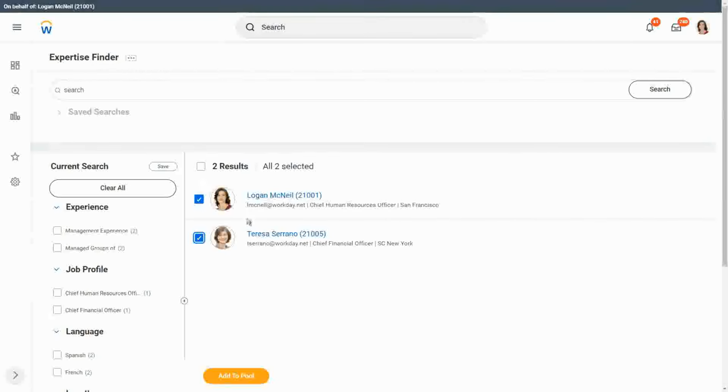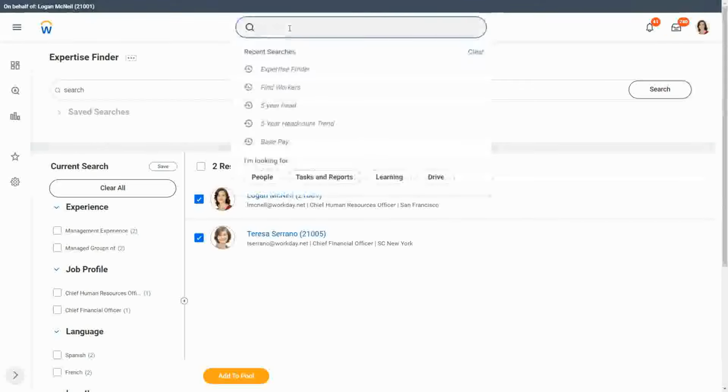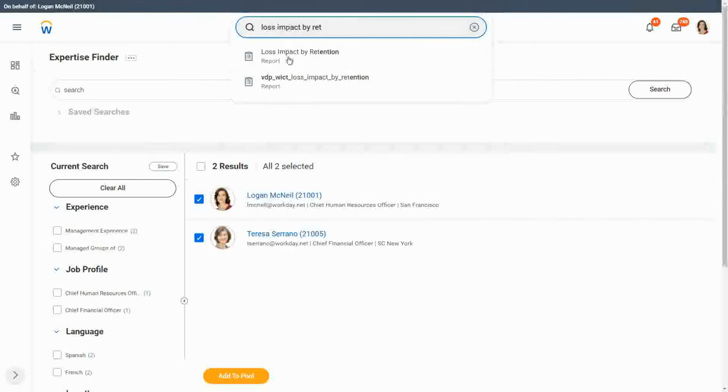But Expertise Finder, our whole objective is to find people with a certain expertise, right? So this is again a standard report, but these kinds of reports we call the search kind of report. Now let me show you another one. Loss impact by retention.